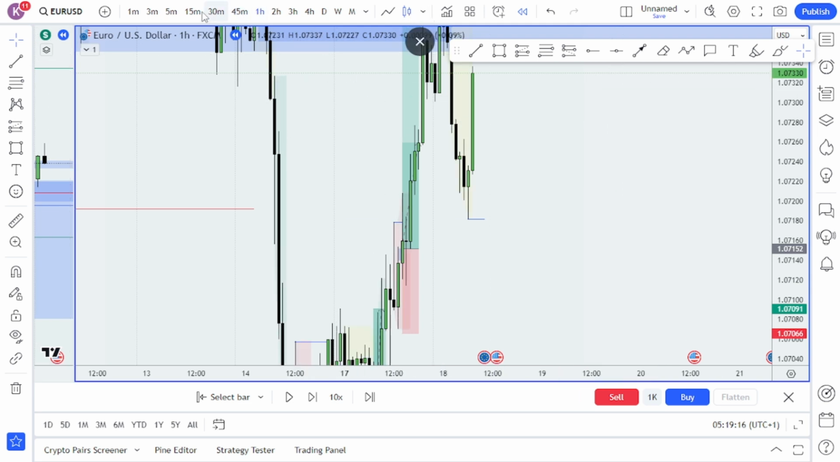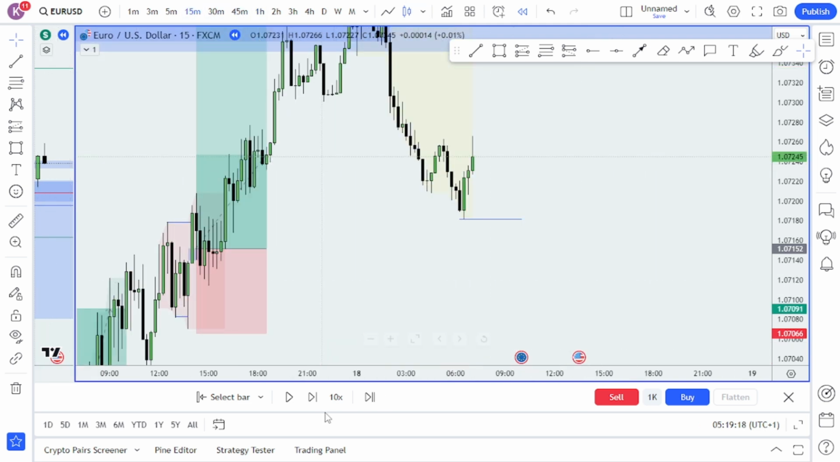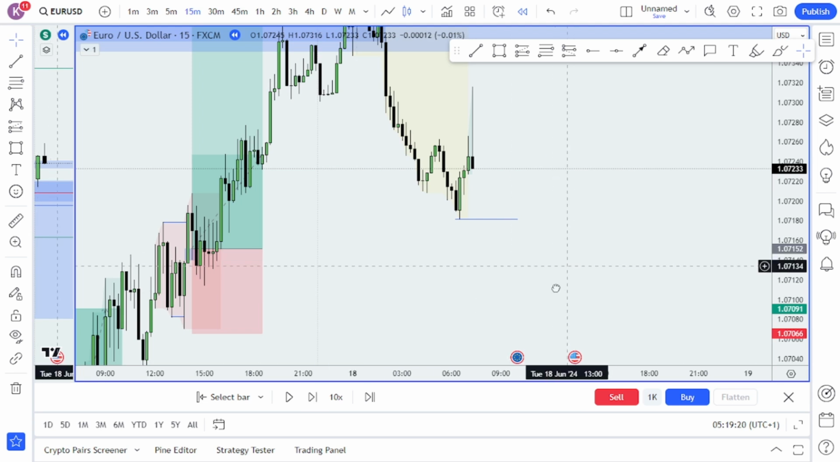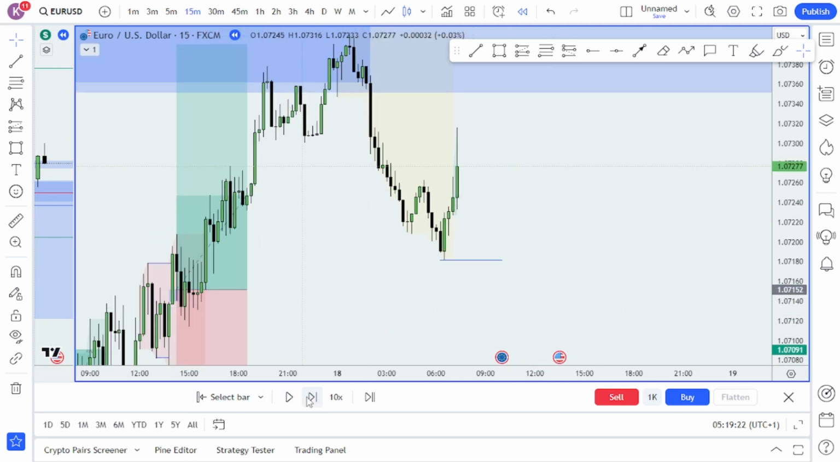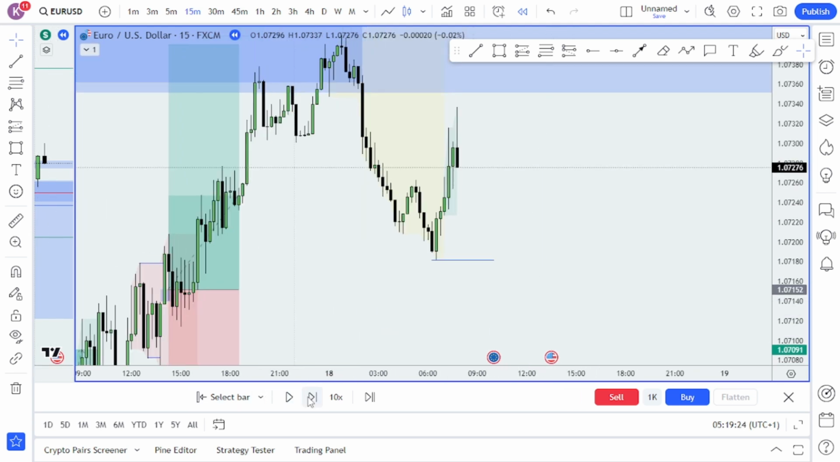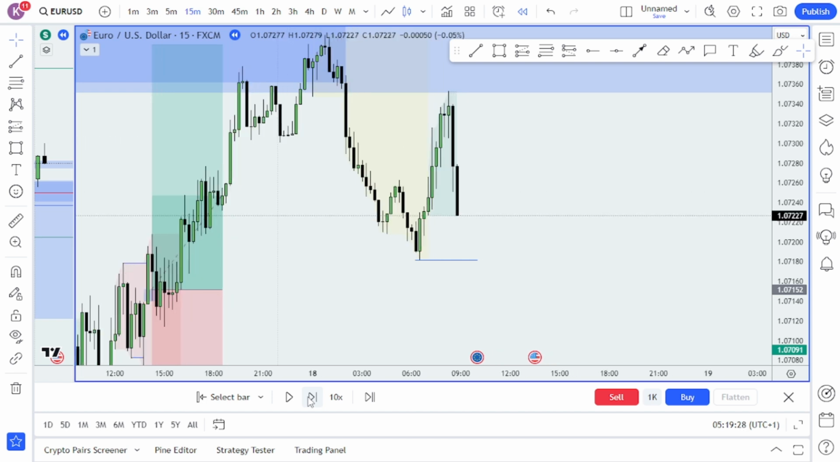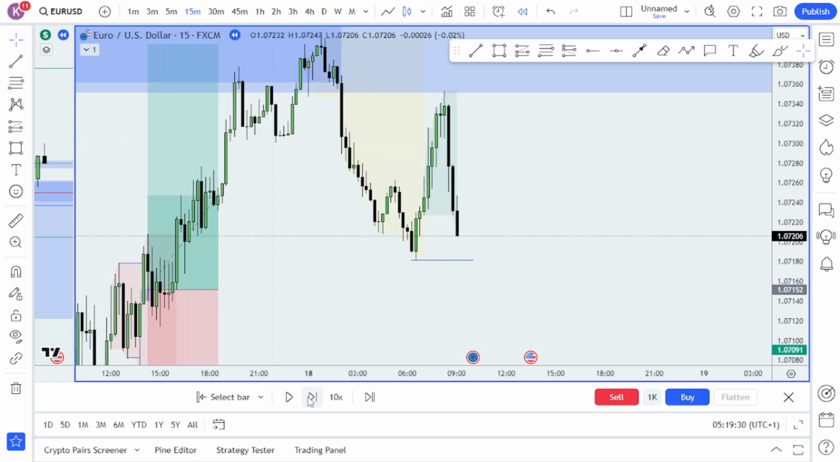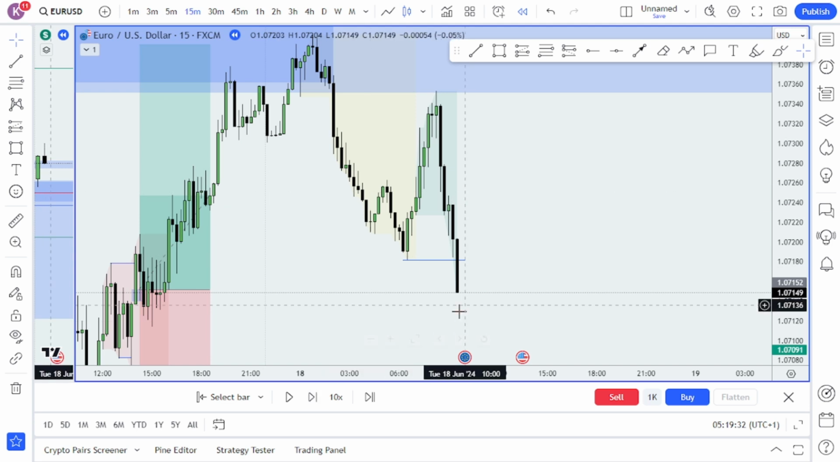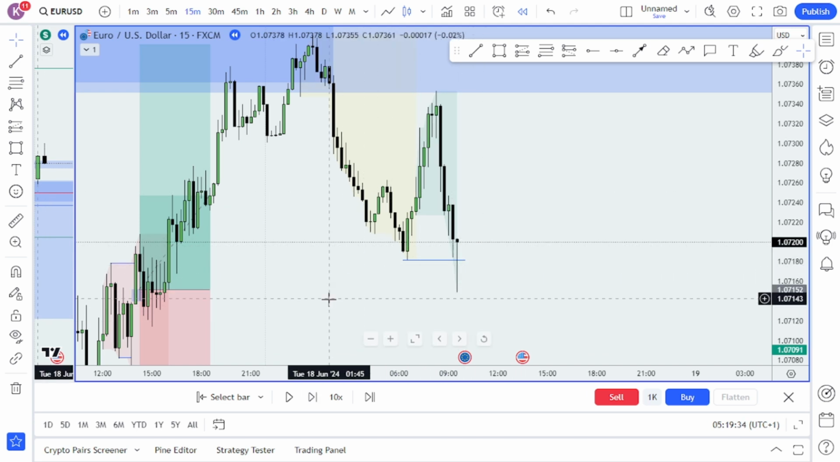Okay, it looks good. So let's see, it went higher. Okay, do nothing because our bias is higher. Now it's coming lower too. Now this sweep happens.